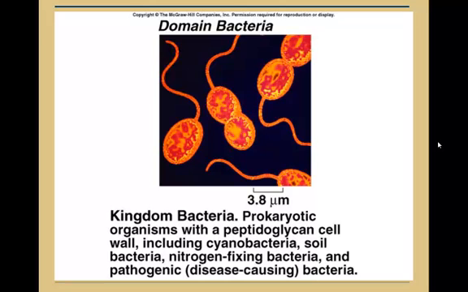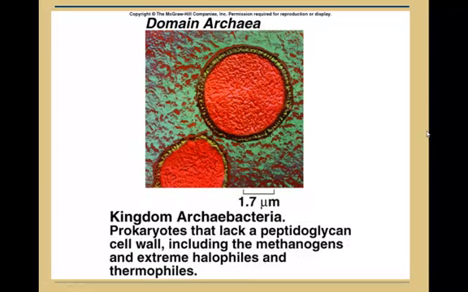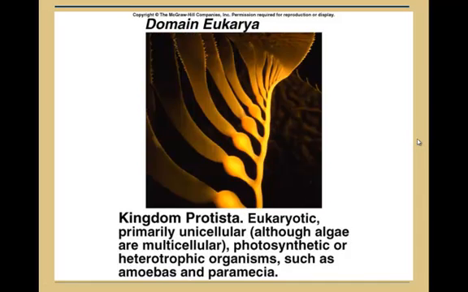So in domain Bacteria, we have kingdom Bacteria. These are the true bacteria. We have in domain Archaea, kingdom Archaebacteria, and these too are a form of prokaryotes. In domain Eukarya, kingdom Protista, we are showing here one of the multicellular seaweeds. You may have seen these when you're walking on the beach.